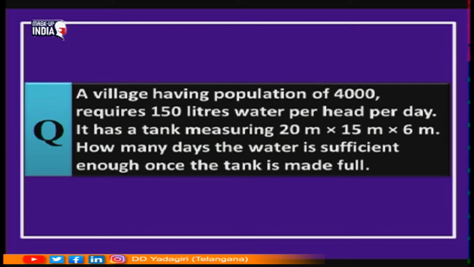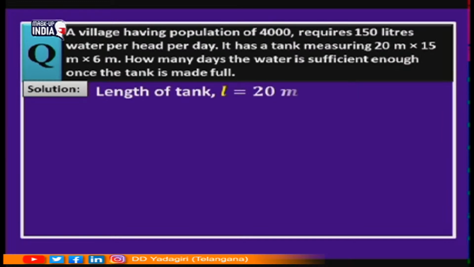A village having a population of 4000 requires 150 liters of water per head per day. It has a tank measuring 20 meters by 15 meters by 6 meters. How many days is the water sufficient once the tank is made full? Let us start with the solution, children.